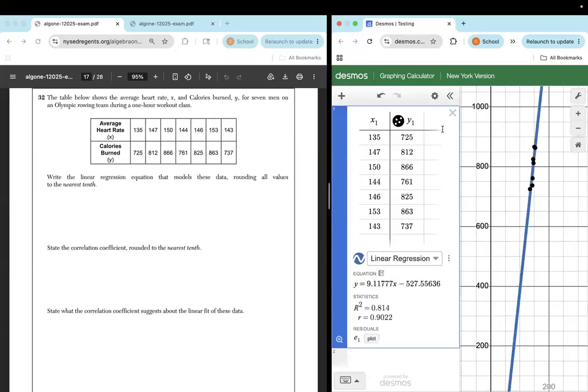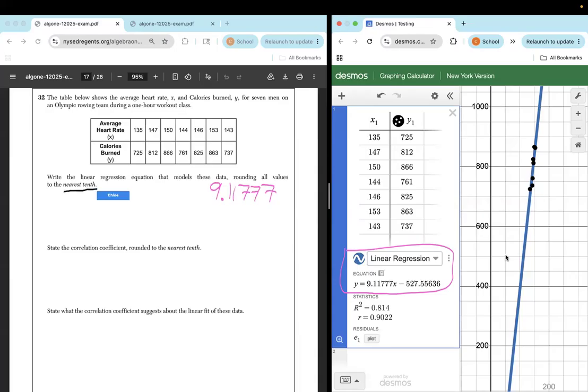Okay, add regression. So it's plotted the best fit line for me, which is the linear regression equation. And I have all the information I need here to answer this question. Write the linear regression equation, which is going to be this, that models these data, rounding all values to the nearest tenth. The only thing I have to do here is round the values. So the 9.11777 needs to be rounded to the nearest tenth.